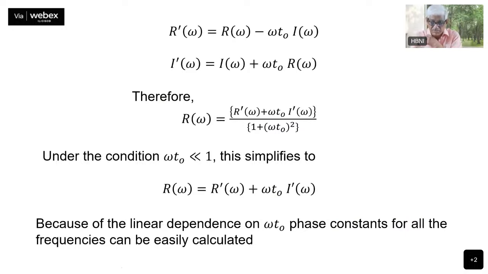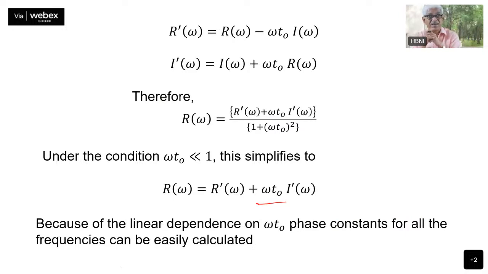So how do you know that? Let us say, what is the range of your omega? Omega is in the order of kilohertz, let's say 10 to the power 3 or 10 to the power 5, or 1000 hertz, which is 10 to the power 3. And t naught is of the order of microseconds, and therefore it is 10 to the minus 6. Therefore, this number is extremely small. And when that condition is satisfied, you can ignore the square part in the denominator compared to 1. Therefore, you can write R omega is equal to R dash omega plus omega t naught I dash omega.